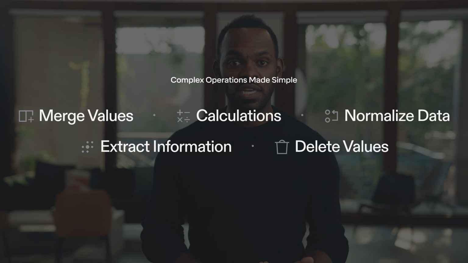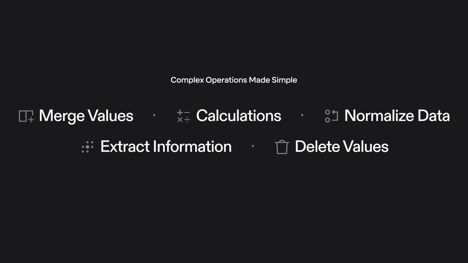But it's not just about speed. It's also about giving you the confidence to transform your data exactly how you need it, without the guesswork. From merging, calculating, and cleaning, to real-time previews and instant rollbacks, AI Transform brings clarity and control to your workflow. No more frustration, no more uncertainty, just seamless, intuitive data transformations.